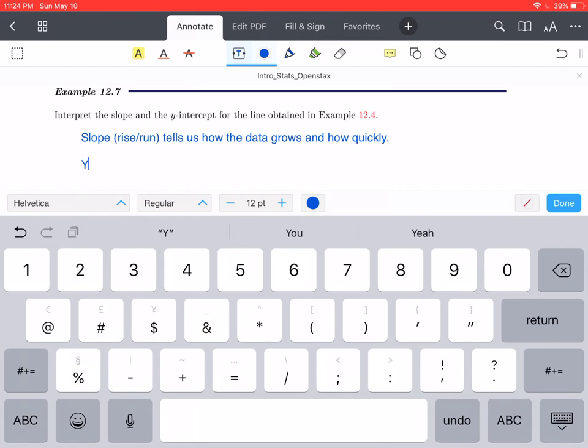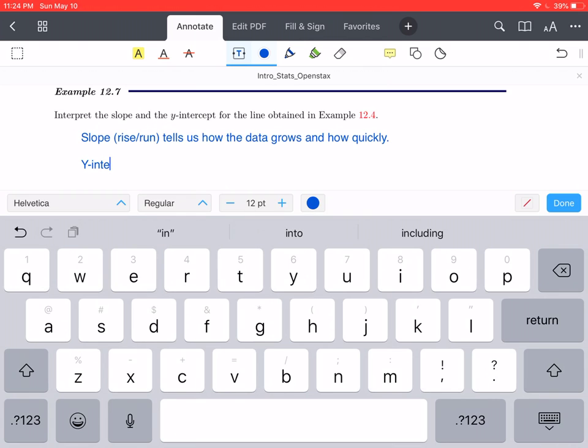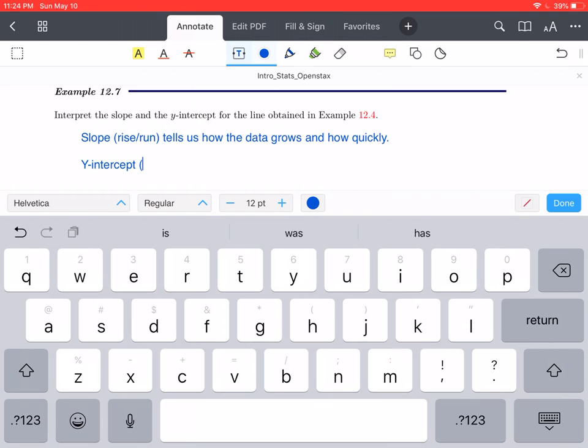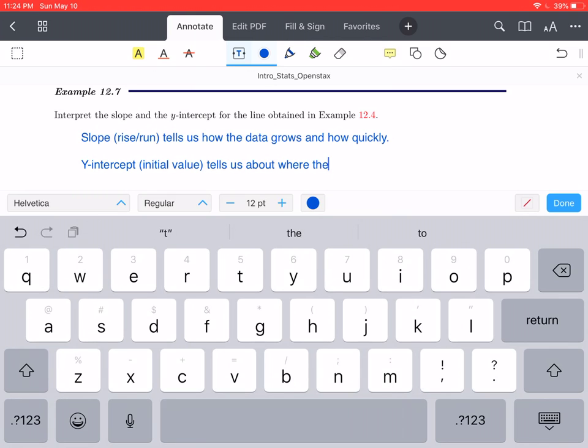Okay, and then the y-intercept. Right, this is also known as our initial value. So this, as it says, is the initial value. This tells us about where the data starts.